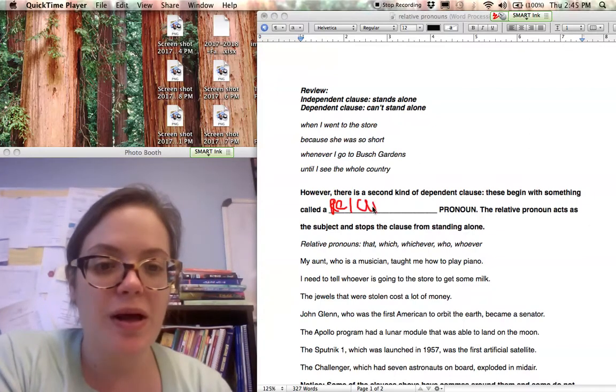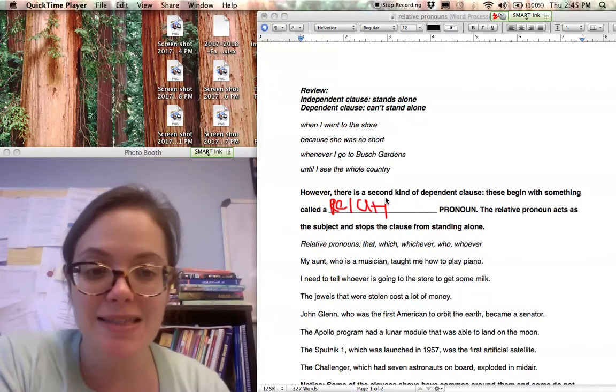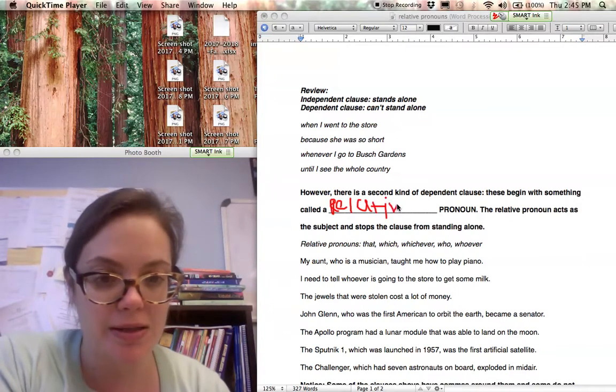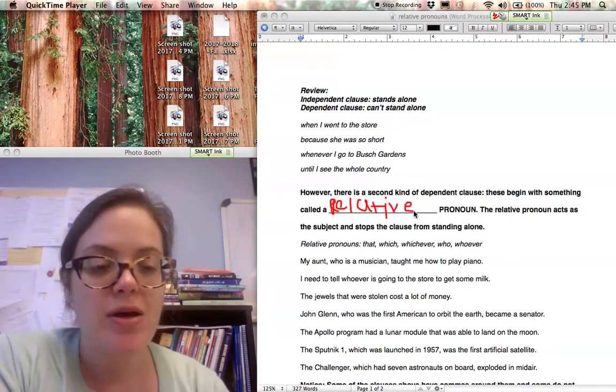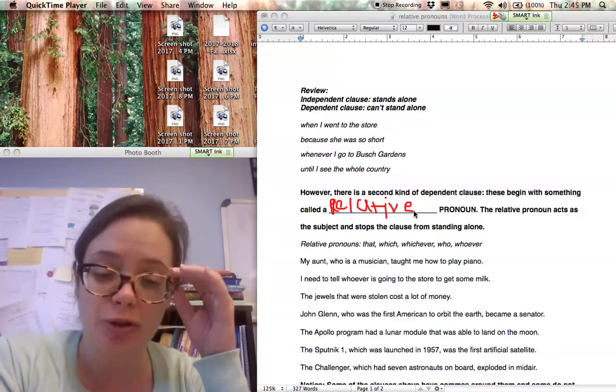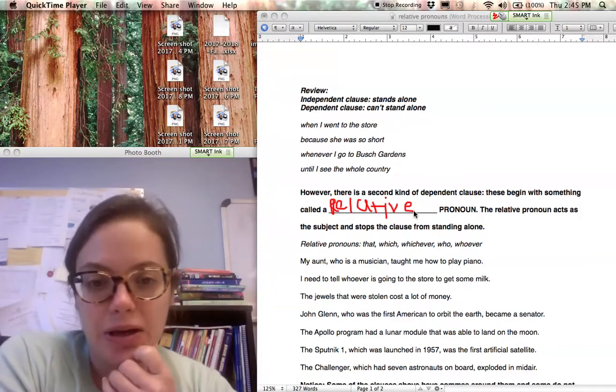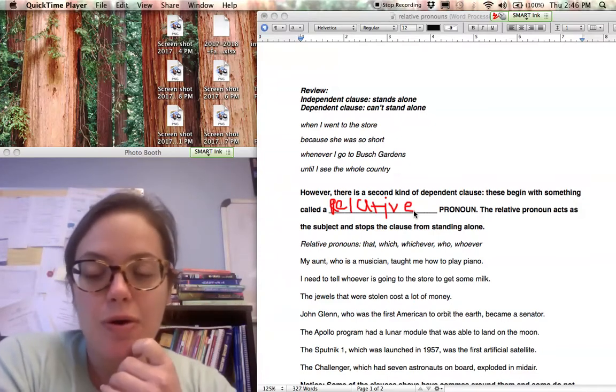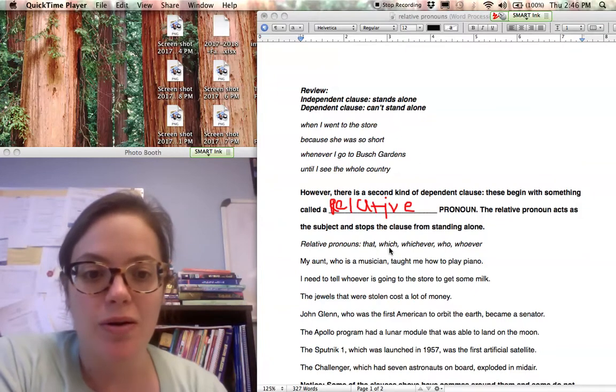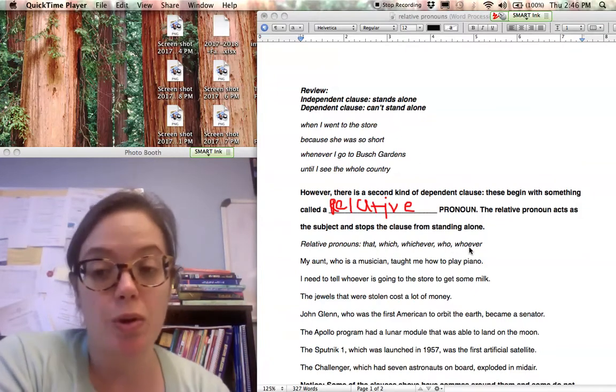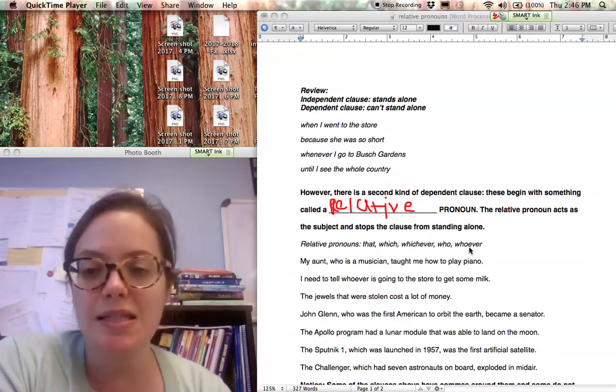All right, and the relative pronoun acts as the subject of that clause, right? A clause has to have a subject and verb. So the relative pronoun acts as the subject, and stops the clause from standing alone. The most common relative pronouns are that, which, whichever, who, and whoever, okay? So let's look at some examples.